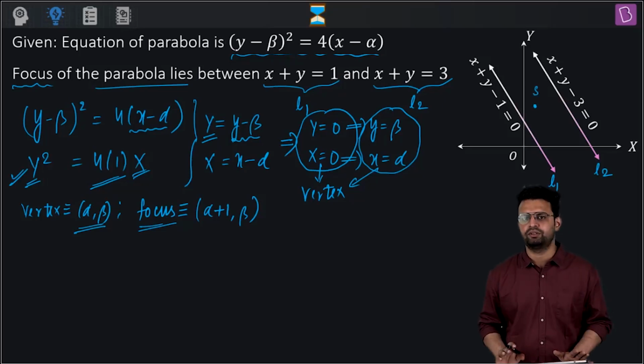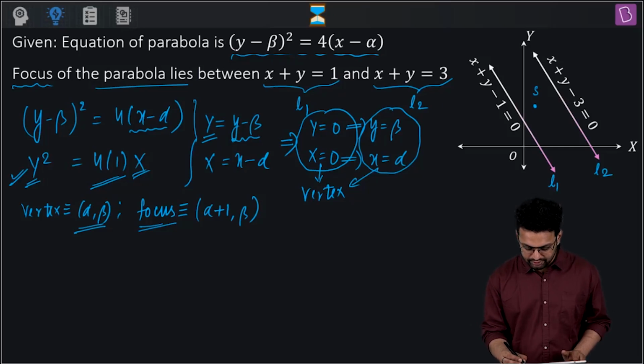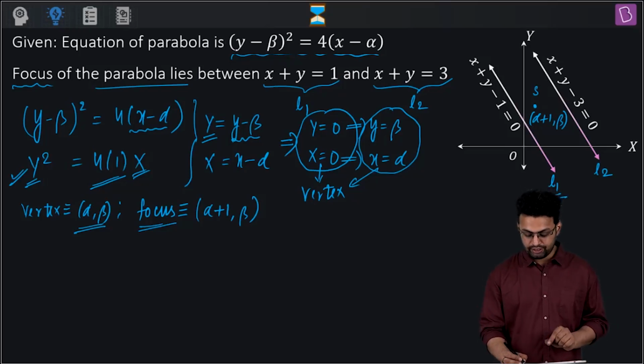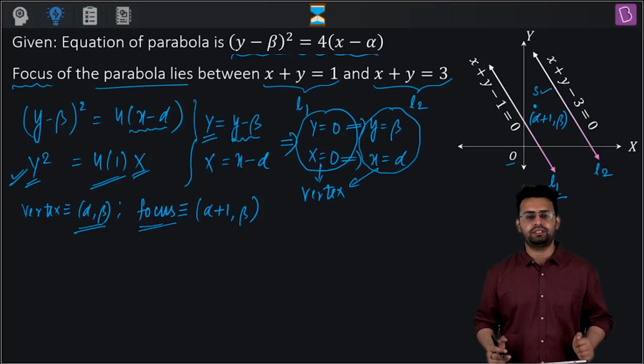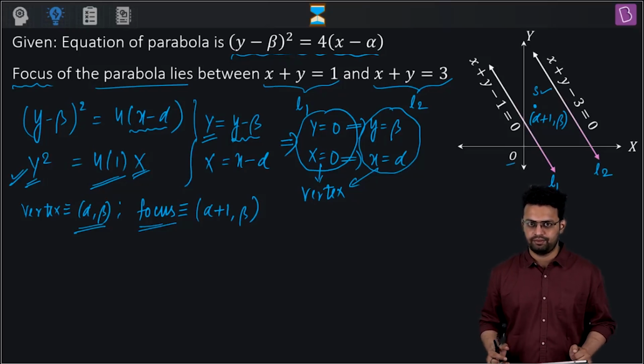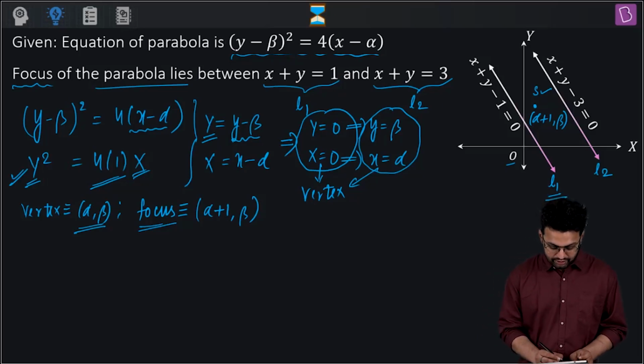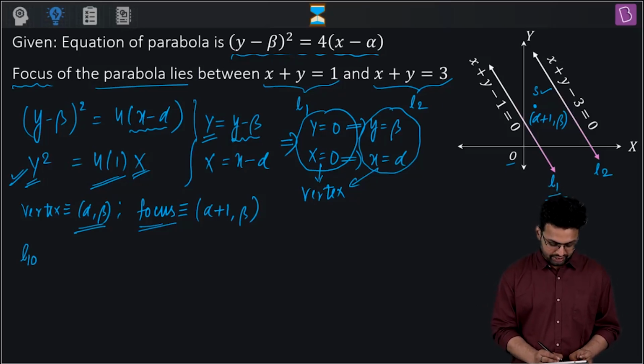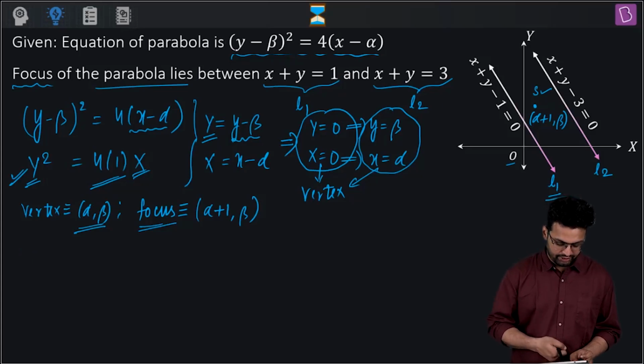Randomly, I'm putting some point on the two-dimensional plane, and we know that the coordinate of this point S is alpha plus 1 comma beta. Now, if you consider line L1, the origin and the point S lie on opposite sides of this line L1. Right? So that means if in the equation of line L1 I put the origin, this is L1. Let me write it again for you.